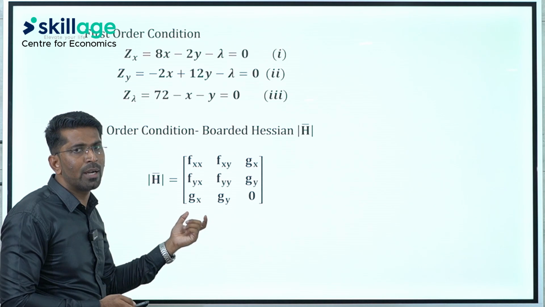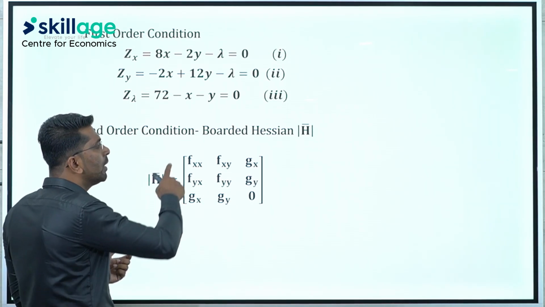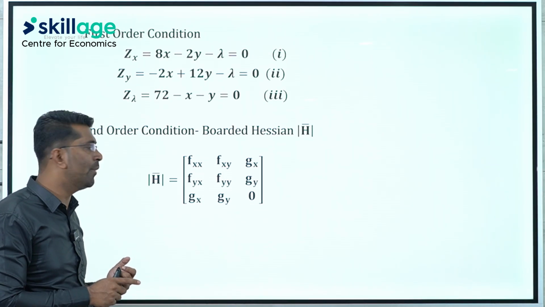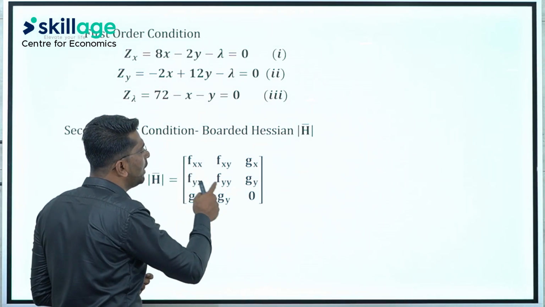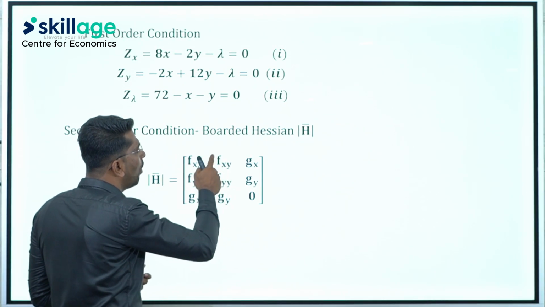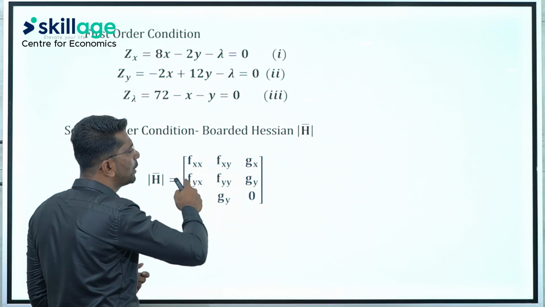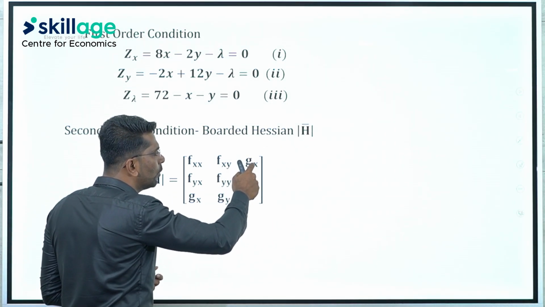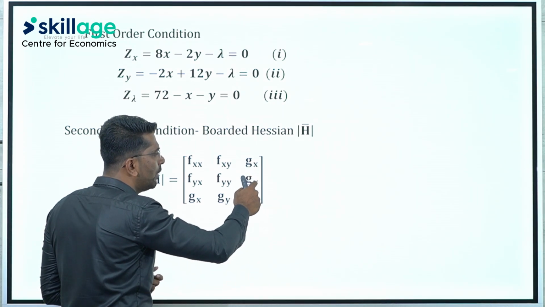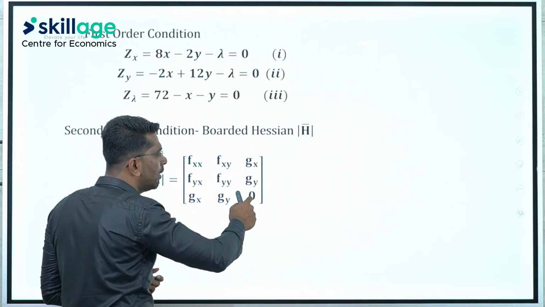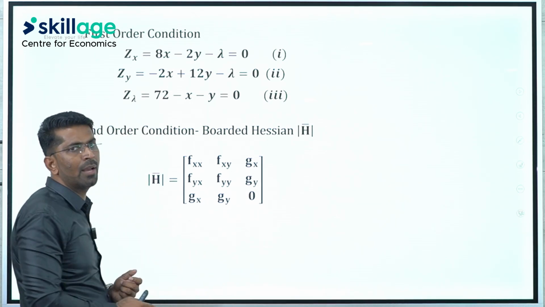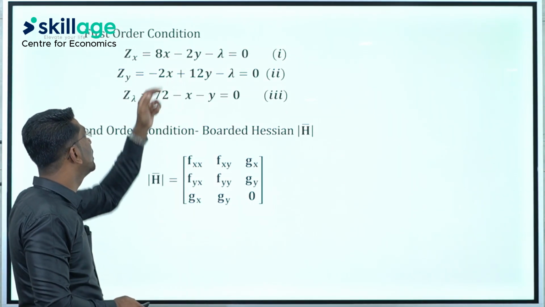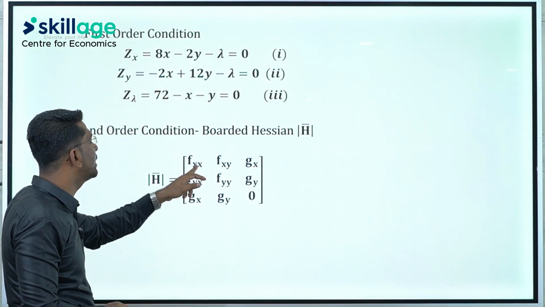We have already discussed what the bordered Hessian is. It has the second order direct partial derivatives and cross partial derivatives, where the direct partial derivatives are on the principal diagonal and off the principal diagonal we have the cross partial derivatives, bordered by the first order derivatives of the constraint with respect to x and with respect to y. Then in the principal diagonal element we have a 0 value.